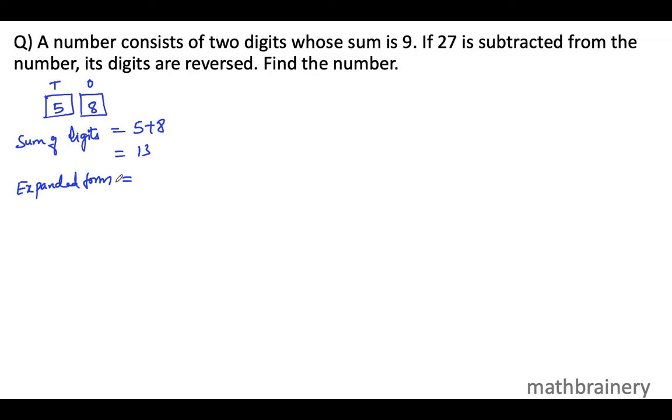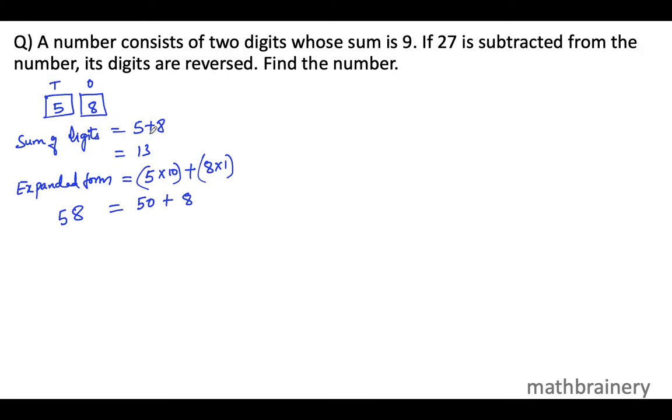So now if I want to write the expanded form of any number, we multiply the digit with its position value. What is the position value of 5? It is in tens place. So we are going to multiply this 5 by 10. 5 into 10 plus 8 is in ones place, we are going to multiply 8 with 1. So what is 5 times 10? It is 50 plus 8 times 1 is 8. So 58 is written as 50 plus 8. This is called the expanded form of the number.